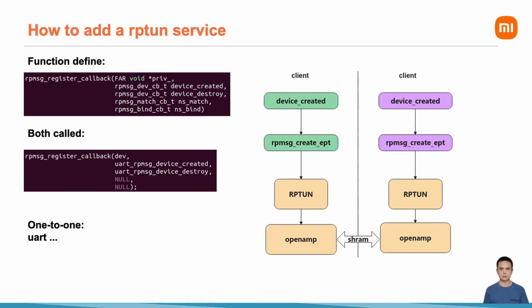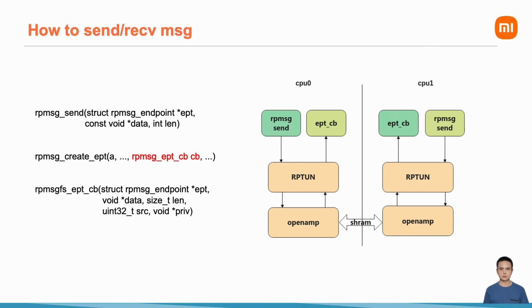Let's see another model, 1 to 1. Also this function, rpmsg register callback. And in this model, there is no server, only clients. Each client will call the device created callback and send the NS-bound message to each other. Obeying this model is UART, and so on.